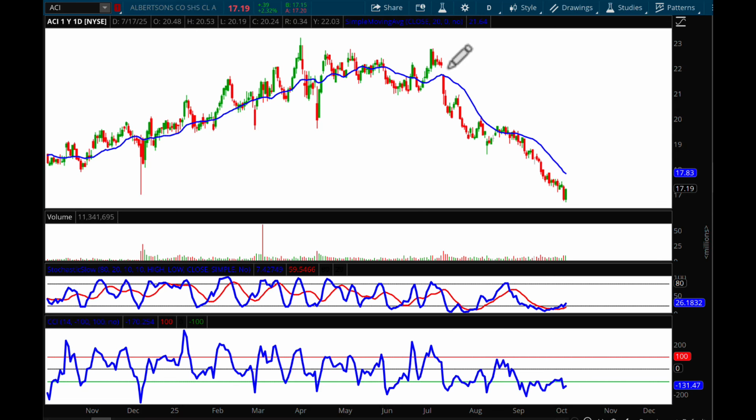What does that look like? Well, you take a high, connect it to another high, keep going, connect these highs, and you draw your trend line. Then what you do is you run a line parallel, connecting as many of these lows as you can.